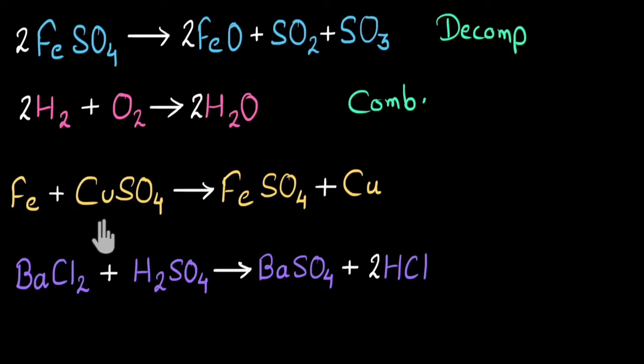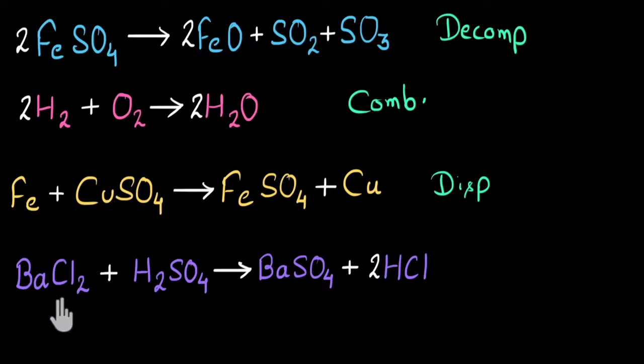Let's look at the third question. So here I have iron and copper sulfate on the reactant side. And on the product side, I'm getting iron sulfate and copper. So I can notice over here that iron was alone previously and copper was in its sulfate form. But later on, iron is taking the place of copper and is forming the sulfate, and copper is left alone. So I can say that iron is displacing copper from its sulfate and forming iron sulfate. And these kind of reactions are called displacement reactions. Displacement reactions, where one more reactive element displaces another one from its compound.